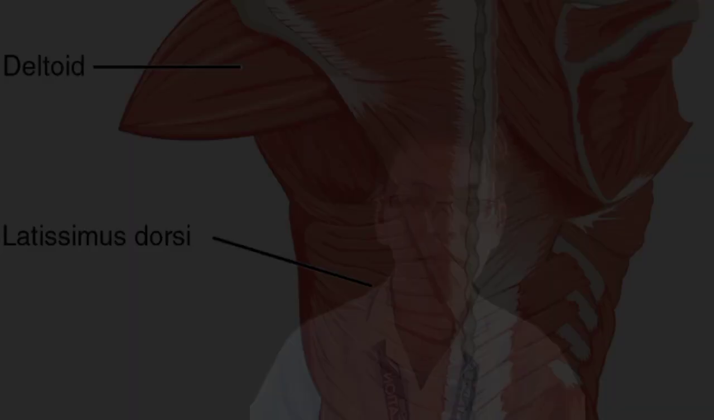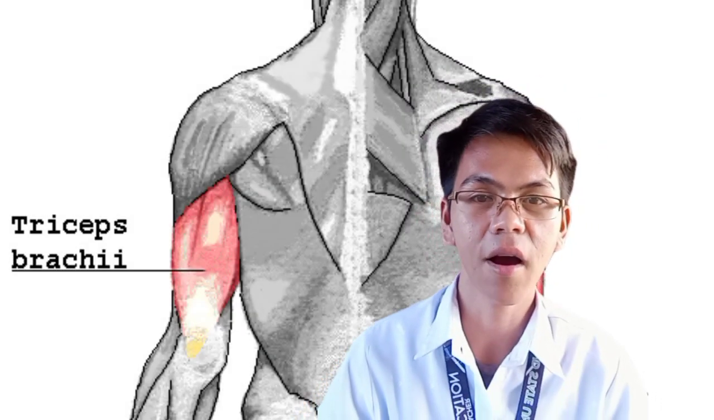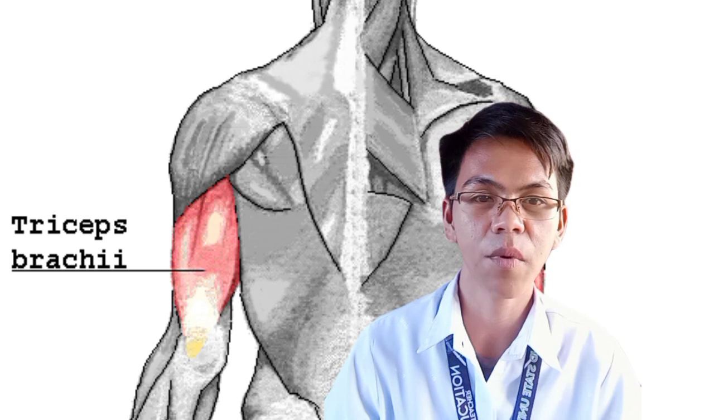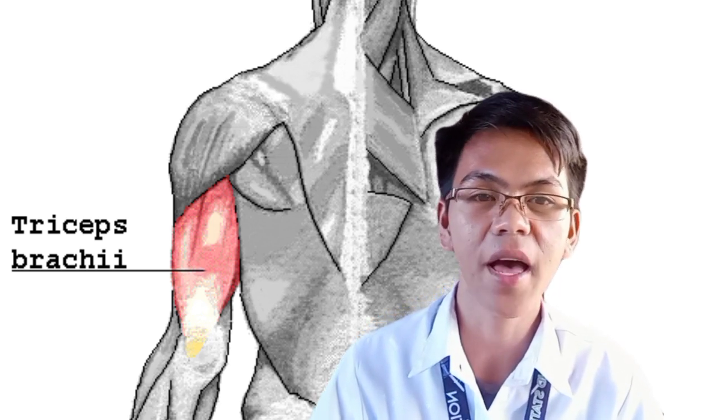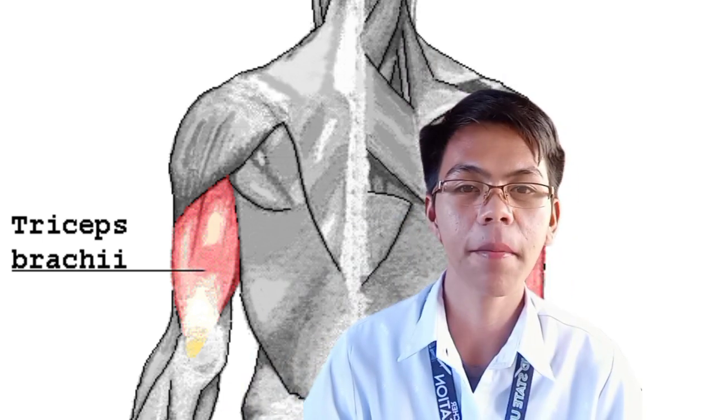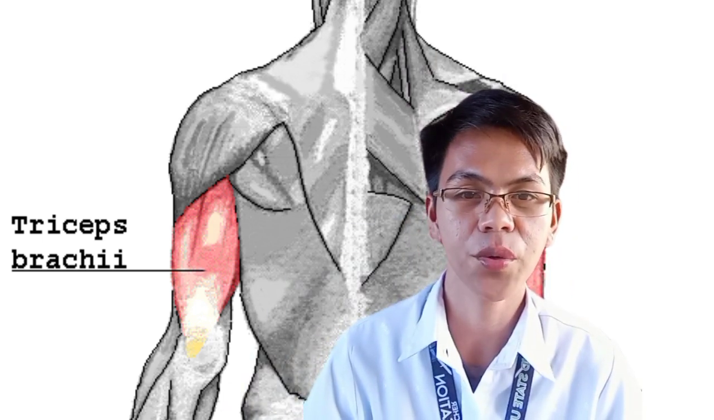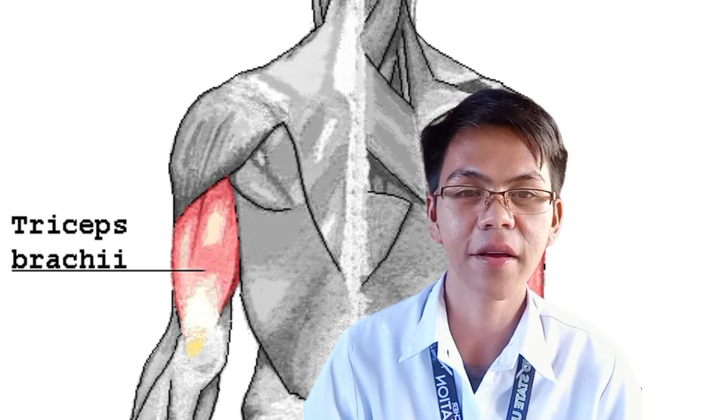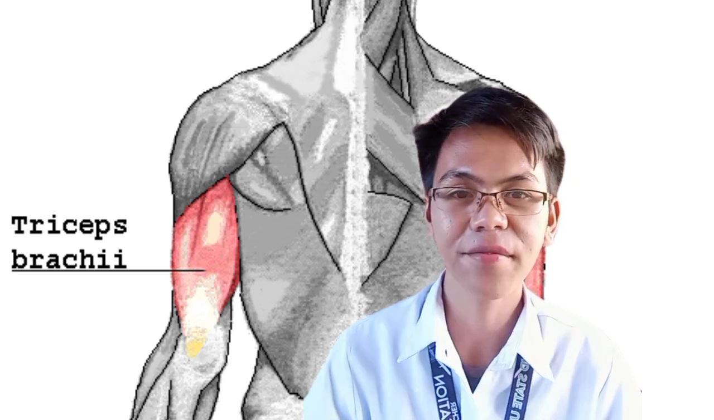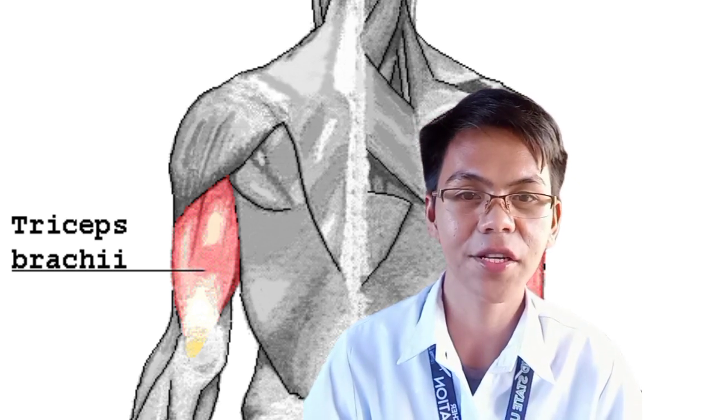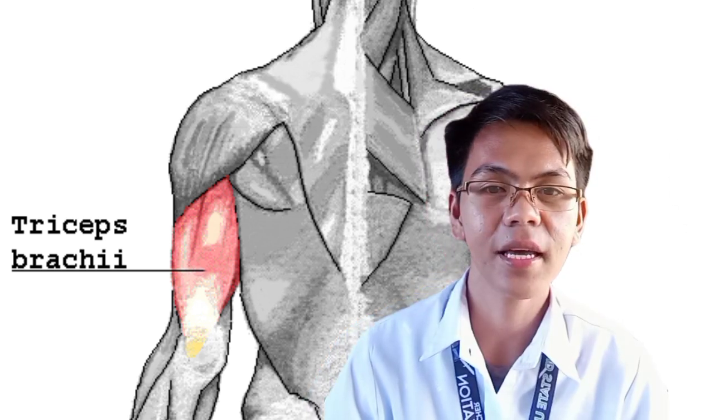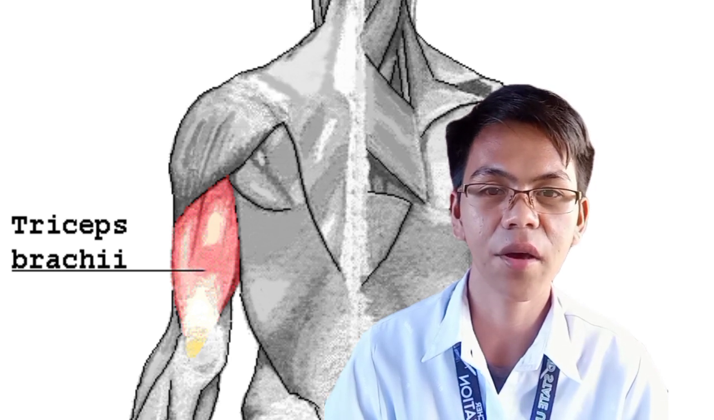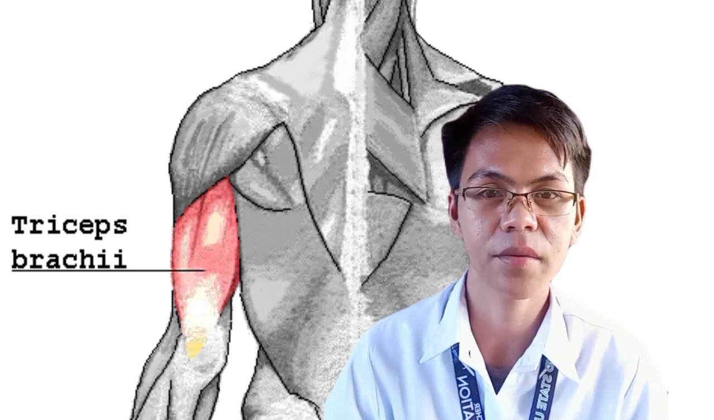Furthermore, in the arm, we have triceps brachii, a large, thick muscle in the dorsal part of the upper arm. It often appears in the shape of a horseshoe on the posterior aspect of the arm. The main function of this muscle is extension of the forearm at the elbow joint. Additionally, its long head contributes to the extension and adduction of the arm at the shoulder joint.